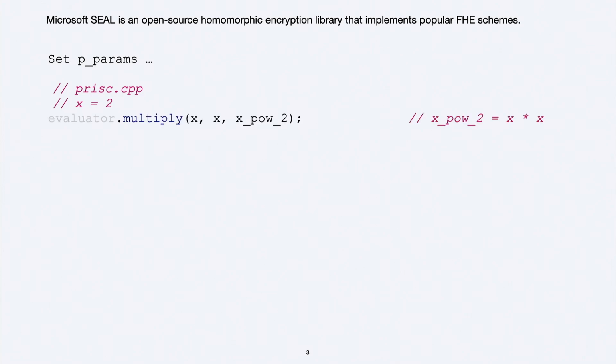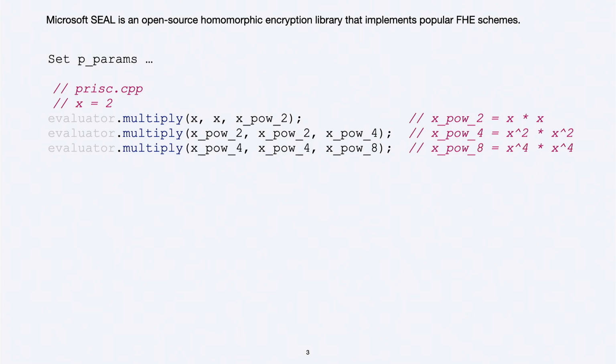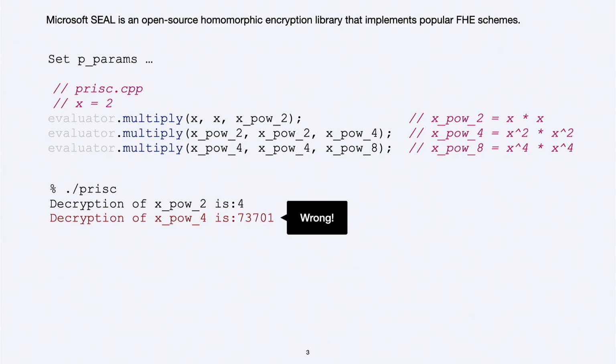And then what I'm doing now is I'm computing powers of x. So now here I compute x squared, x to the power 4, and x to the power 8. And if I run the code and decrypt x power 2, my expectation is I'm going to get 4, which is correct, and then x to the power 4, which should be 16, but it is not, and x to the power 8 is something else. So what's wrong here?